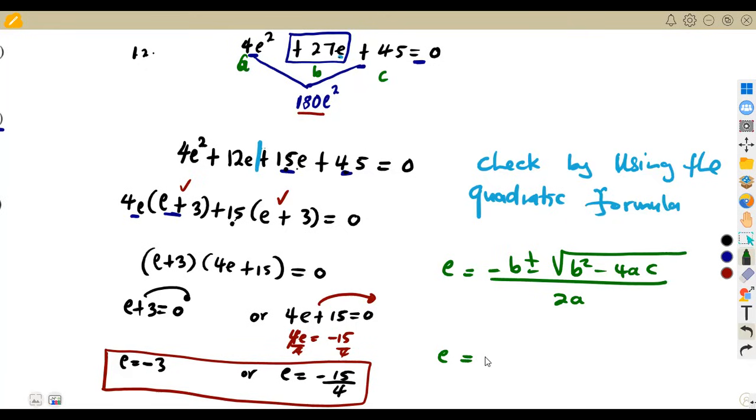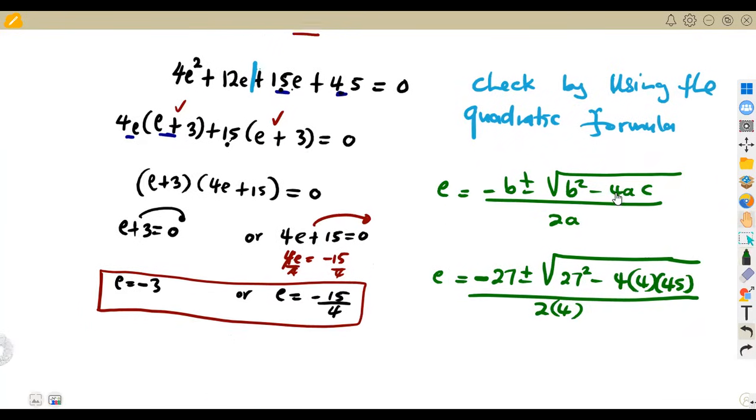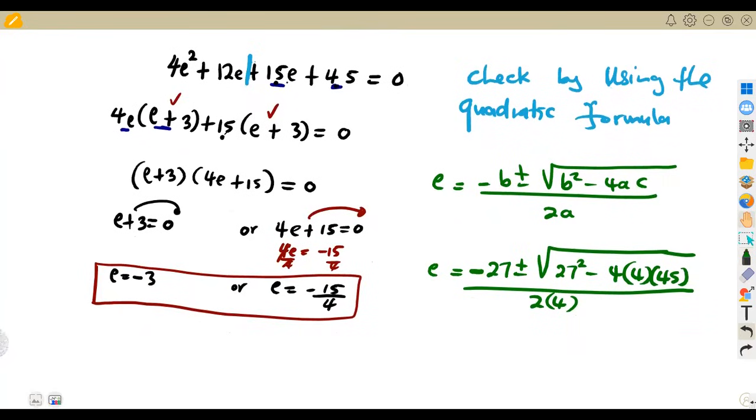So meaning to say here we are going to have minus our b, which is 27, plus or minus the square root of b squared, which is 27 squared, minus 4a, our a here, which is 4, and c, which is 45, like this. All right, everything over 2 times a. So this is 2 times a, which is 2 times 4. So I'm not going to work out all the stages that we're supposed to do. I'm just going to use the calculator to prove our answers, because here it's just a proof. You're just checking your answers under exam condition to see if they are fine.